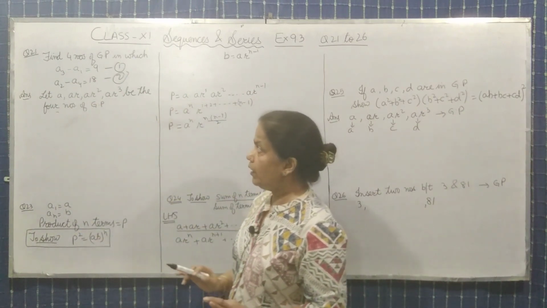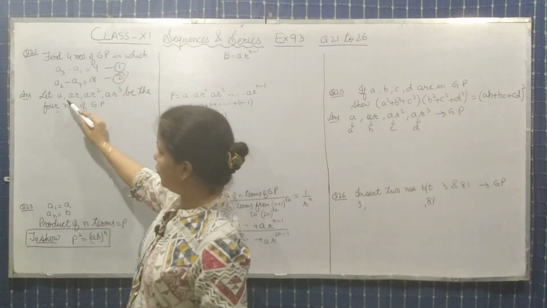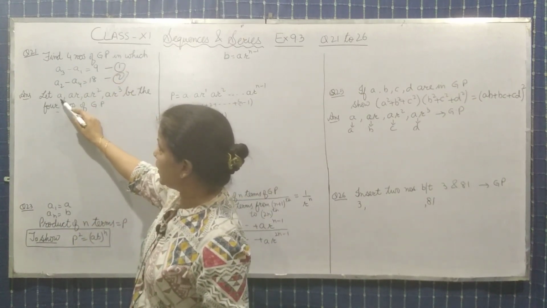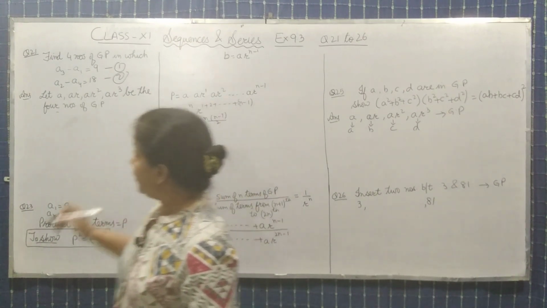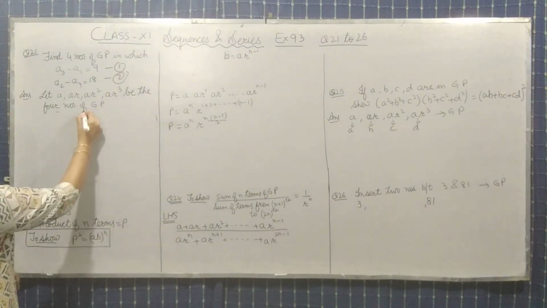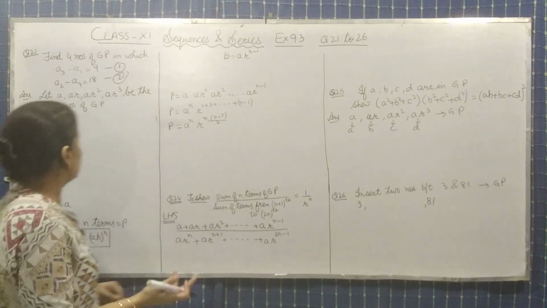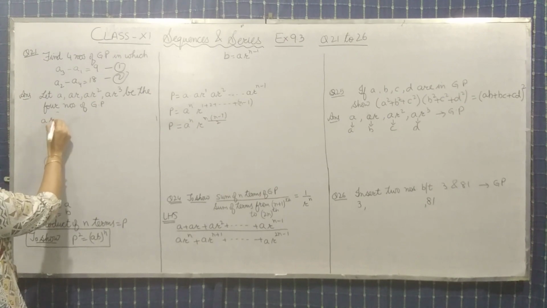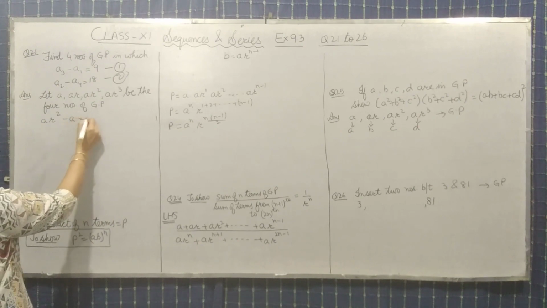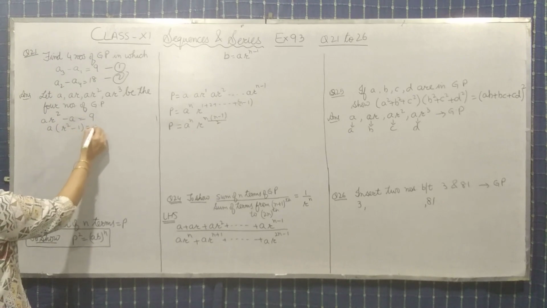This is given. Now for this, four numbers of GP they are asking, so we will assume the four numbers of GP as A, AR, AR square and AR power 3. First, from equation 1, the third term is AR square minus first term A equal 9. You can take A common, so A(R square minus 1) equal 9.